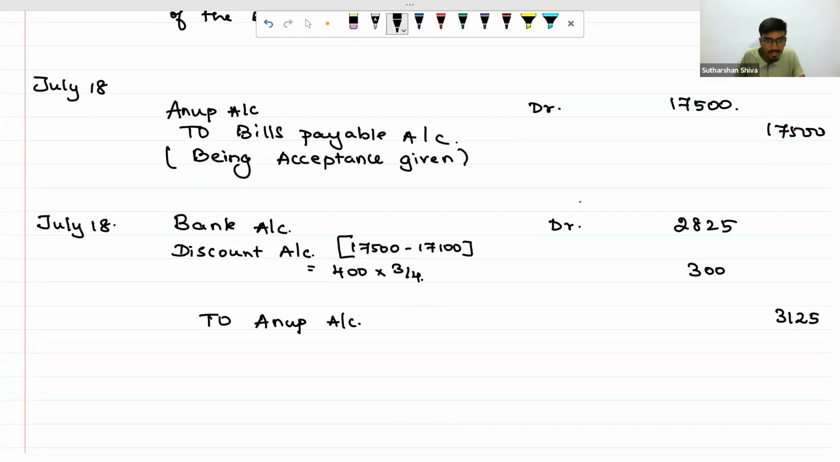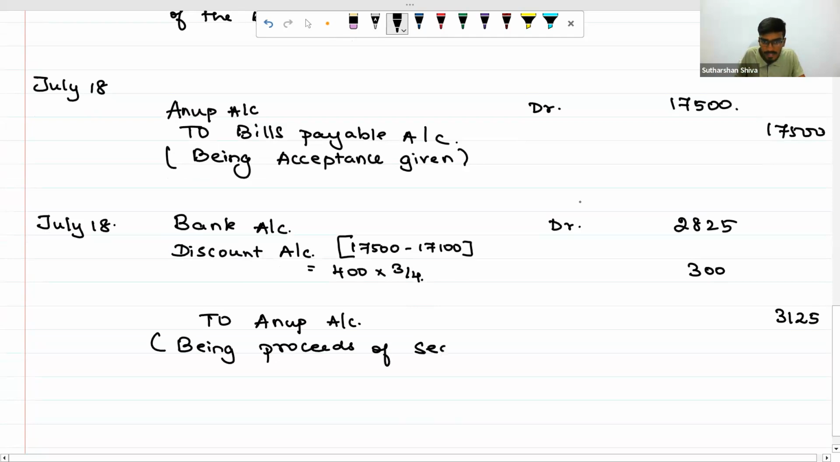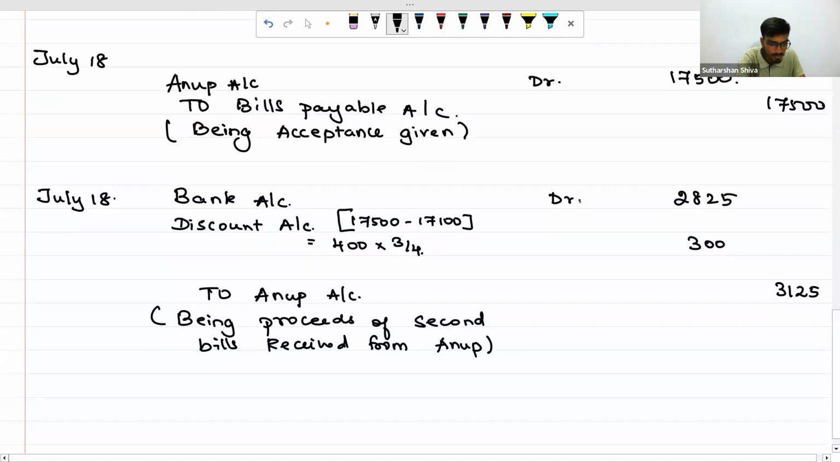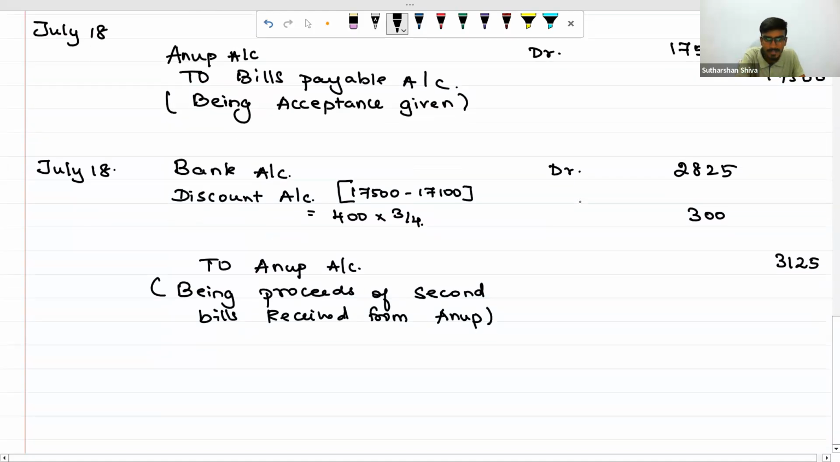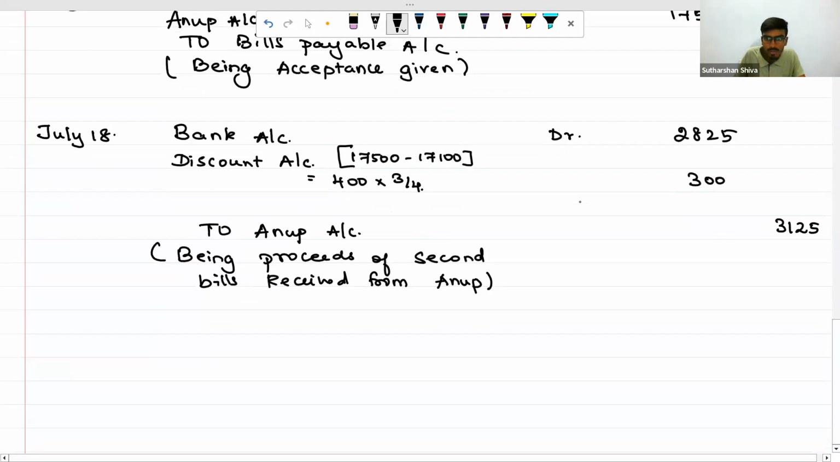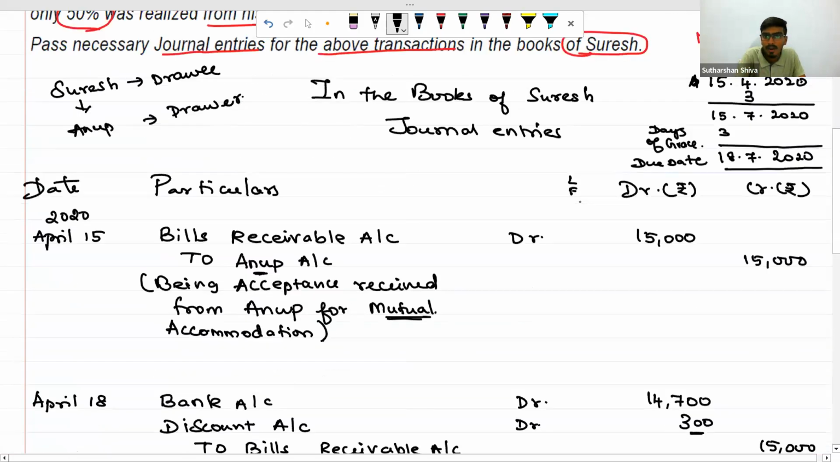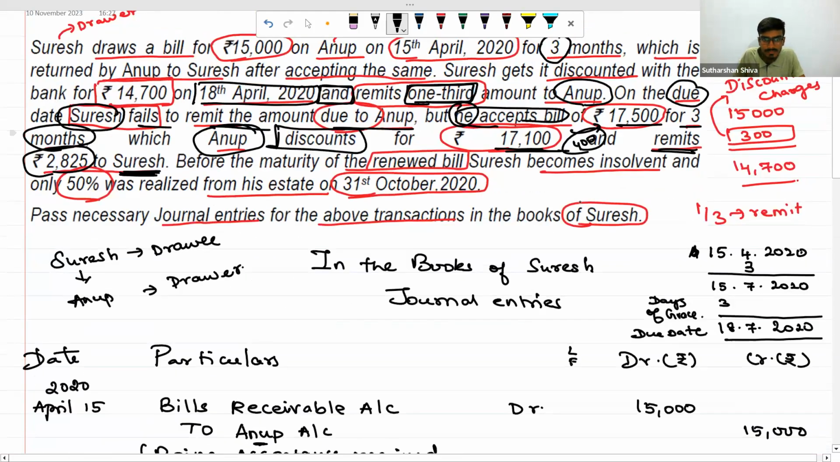3,125. What we will write? Here we will use the words: being proceeds of second bill received from Anup. Okay. And after that, this is also going to be done on the same day. Okay. Next. And remits to Suresh. Indirect adjustment, this 400 you should only do.